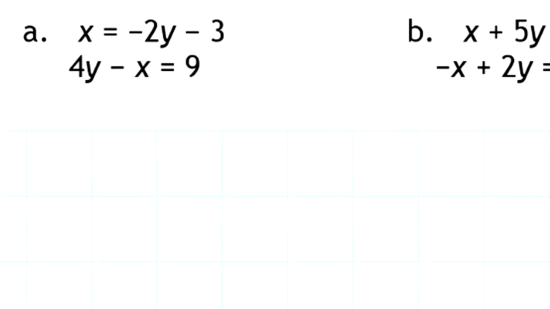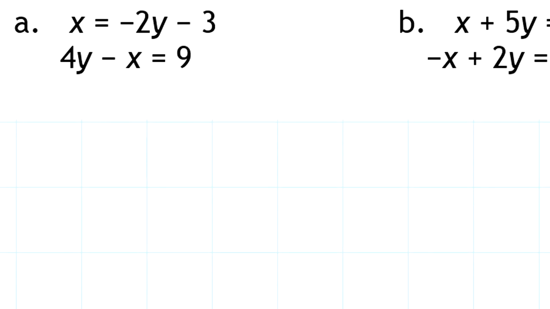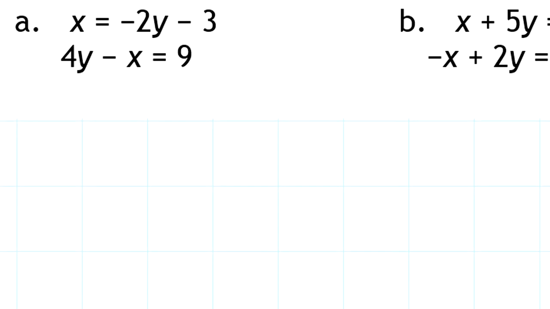As I look at this, I say almost immediately I'm going to use substitution. The reason why is that in the first equation we have this expression, negative 2y minus 3, and we're told that that's equivalent to x, right? So I'm going to replace x with this expression, the negative 2y minus 3, and put that into the second equation, because this entire thing is equivalent to x according to the first equation.